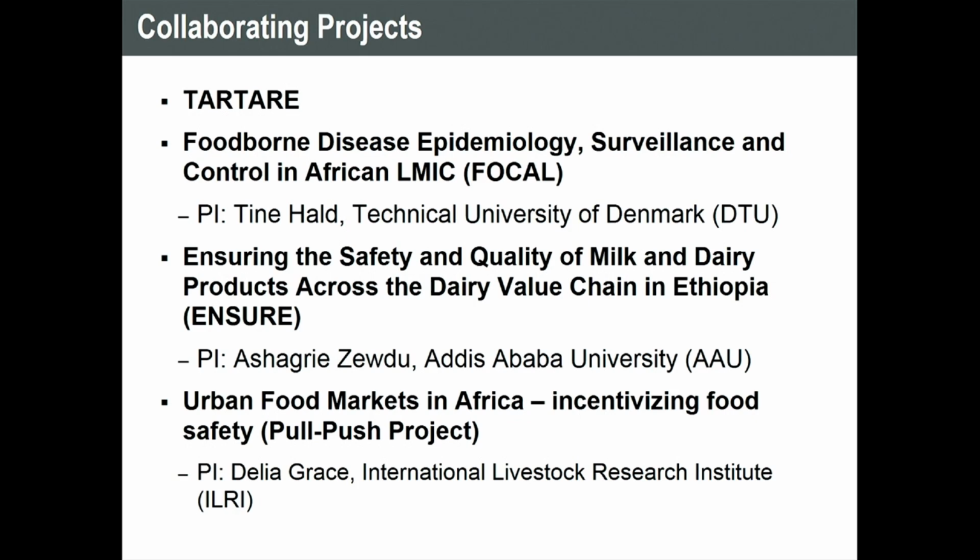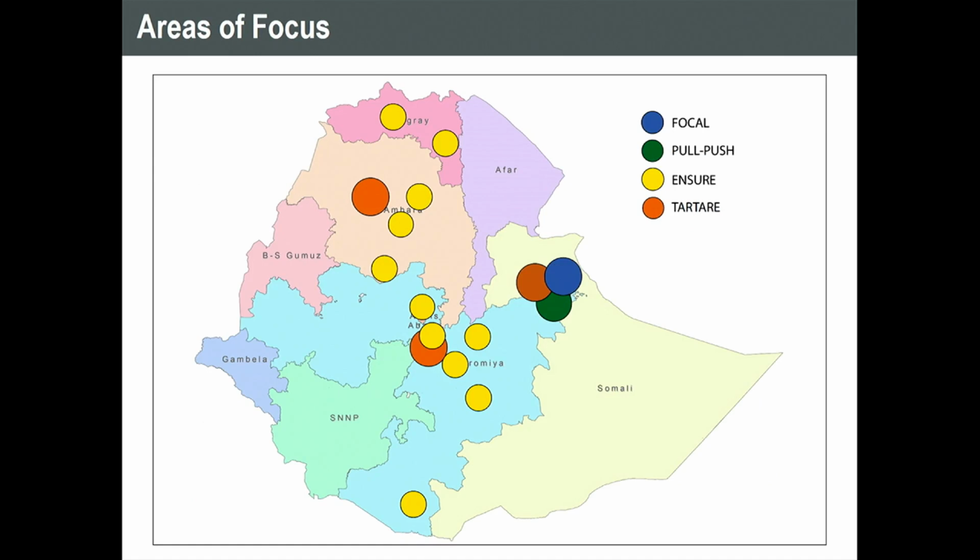We've been asked to collaborate with all of these projects, and we had a joint inception meeting in February to kick it off, and we regularly communicate. Just to give you an idea of where the orange is TARTARE, this gives you an idea of where all 4 projects are working within Ethiopia, and you can see there's quite a bit of overlap. Ensure, which is from Addis Ababa University, is looking solely at dairy, and TARTARE are the only 2 that are working only in Ethiopia.